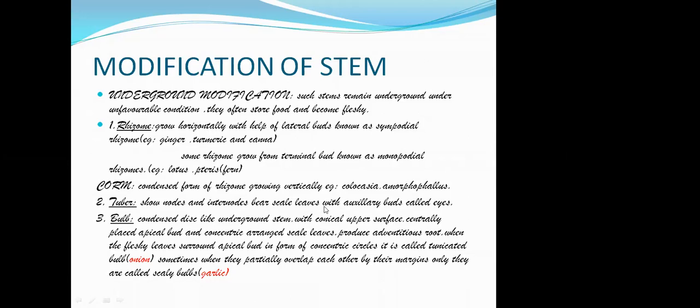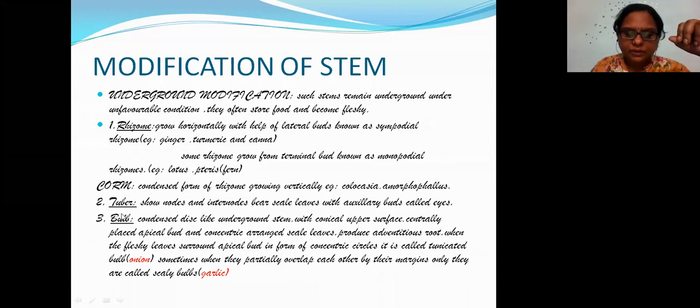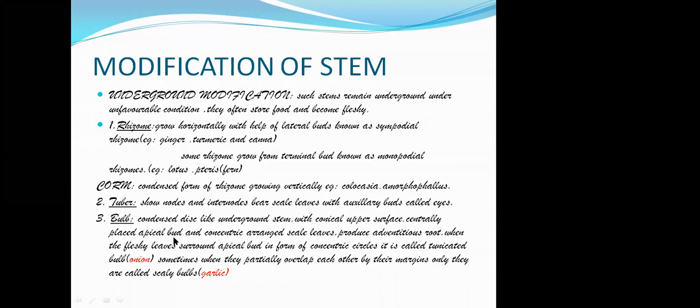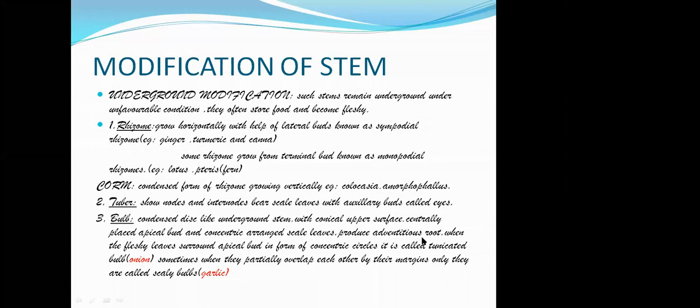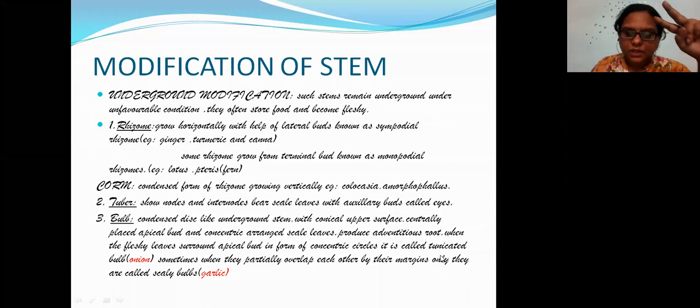Subhashri, can you just tell me what is bulb? It is also in condensed form. First thing to keep in mind is what type of buds they have. They have apical buds. And what type of roots do they have? They have adventitious roots. Under this bulb, actually two types come: one is tunicated bulb and another is scaly bulb.